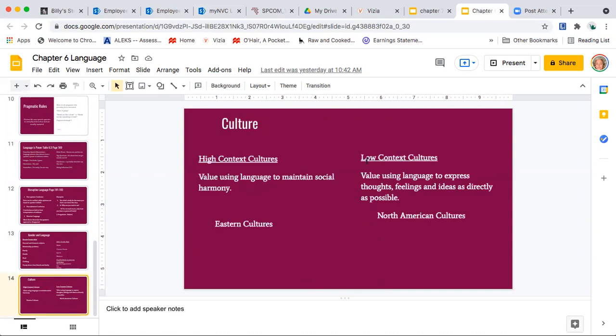Okay, and then of course culture. So recall that with culture, we're always asking ourselves, what does it mean to a high context culture, and what does it mean to a low context culture? So a high context culture values using language to maintain social harmony. So the content of their language is going to be much more about we and us, right? And the Eastern cultures tend to be more high context cultures. Low context cultures value using language to express thoughts, feelings, and ideas as directly as possible. Remember, these are very low context cultures, like North America, tend to be very individualistic and very self rewarding, like accomplishment is what we're focusing on, individual merits and accomplishment, right?